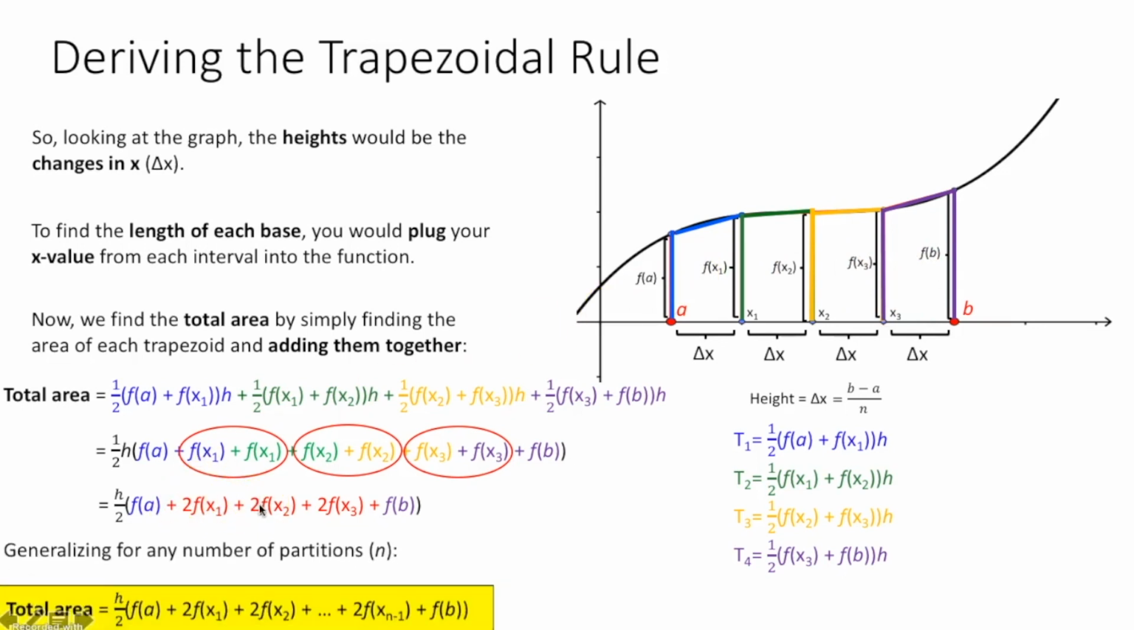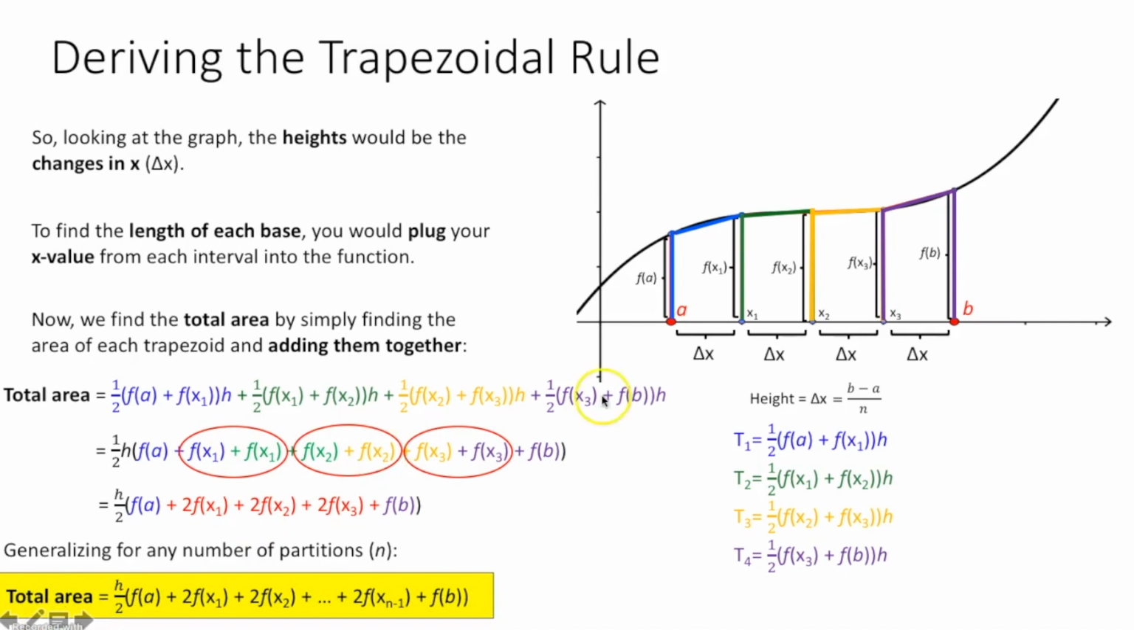Now, if we want to generalize this for any number of partitions, that means any number of subintervals, it would look something like this, where n is the total number of subintervals.